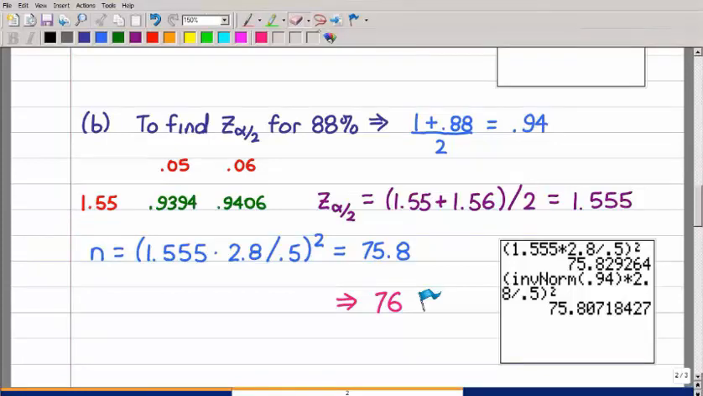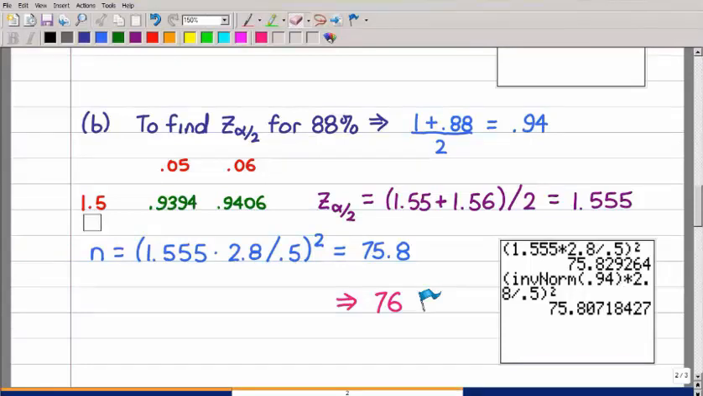Oh, that's a mistake right here. That should just say 1.5. It's in the 1.5 row. So together that makes 1.55, and then that makes 1.56. Add those together, divide by 2, you get 1.555. That's the only time we'll average them, if it's right in the middle of the two numbers. Other than that, we would always pick the closest number. That'll make it a little more accurate.